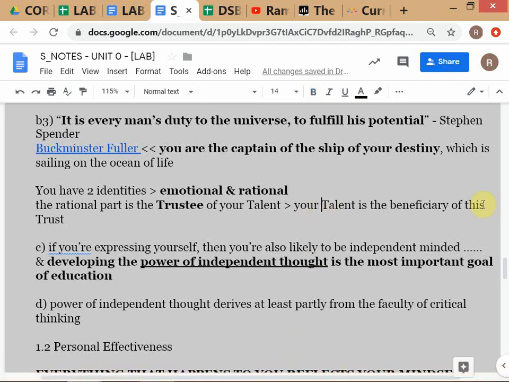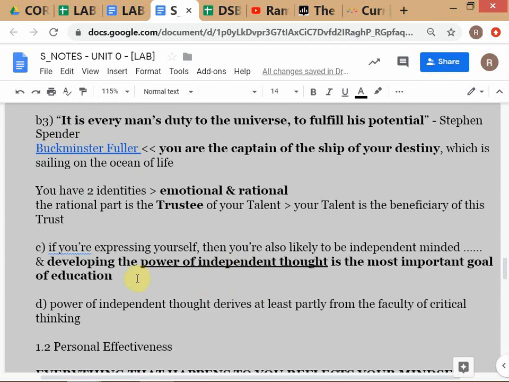So your talent is the beneficiary of the trust, and your rational part is the trustee of your talent. Your rational part is watching over you and being aware that you have a certain talent, maybe you can become a great programmer. The rational part's job is to make sure that from time to time, you are made to work hard on programming so that you can develop your potential as a programmer. Are you following what I'm saying? This is a useful way to think about it because everybody has this.